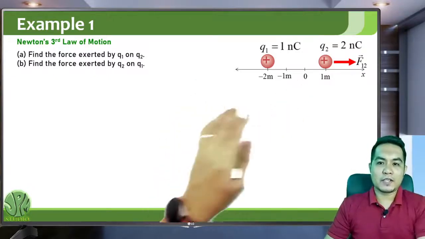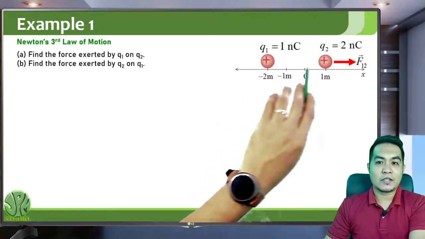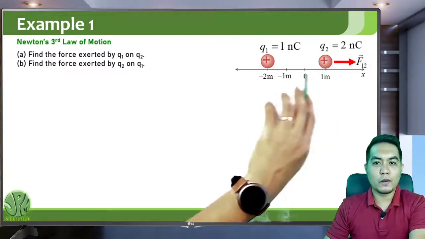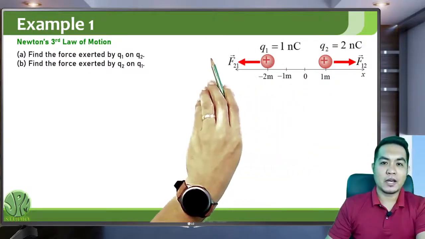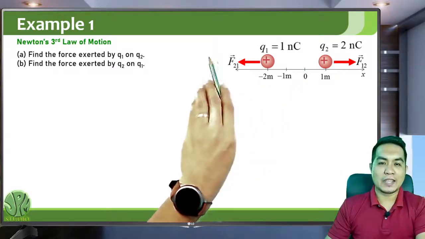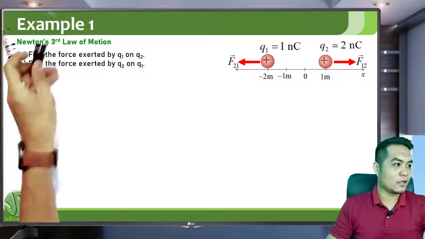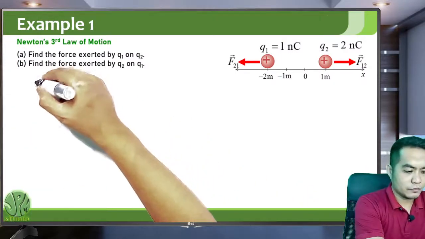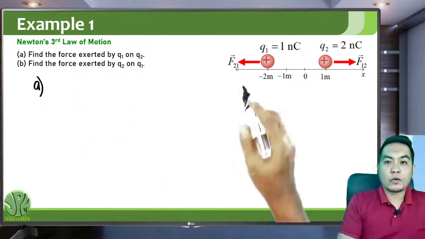But how about the reverse? What's the force exerted by Q2 on Q1? Since Q1 is positive and Q2 is also positive, Q2 will push Q1 away from itself, in that direction. So this is F21. So for letter A, we already know the direction.